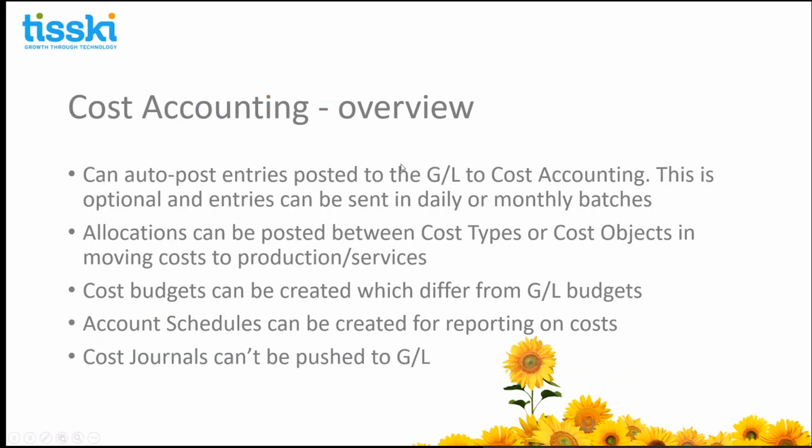Just as a quick overview, in the cost accounting area, you can auto post entries posted to the GL to the cost accounting. It's optional, and entries can be sent in daily or monthly batches. Allocations can be posted between cost types or cost objects, moving costs to production or services. Cost budgets can be created, which differ from the GL budgets, and you can create an account schedule to report on those costs. One thing you can't do is push back towards the GL, so your cost journals are where they are, in the cost accounting area.